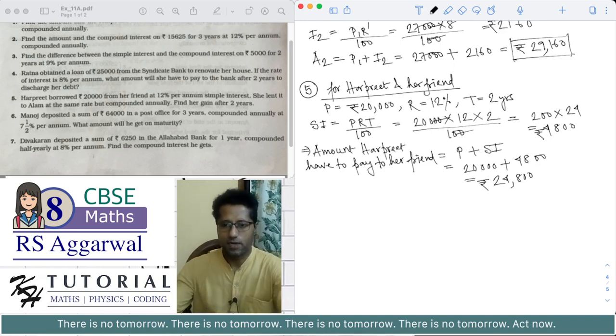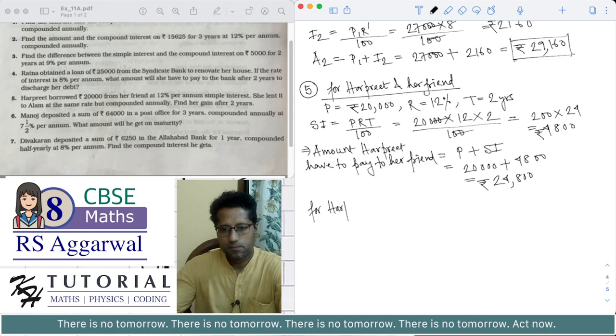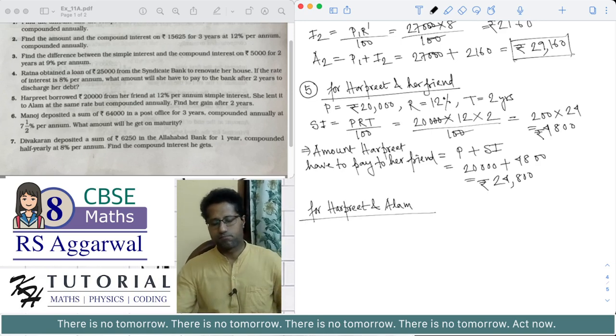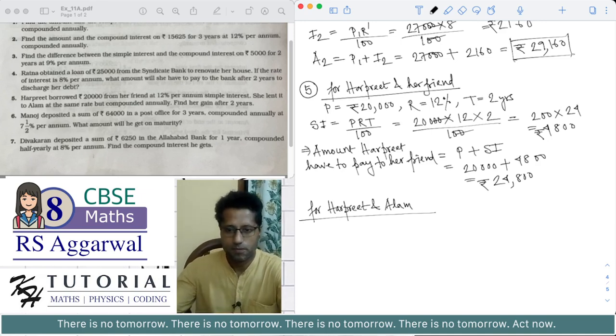Okay. Now let's calculate the amount that Alam needs to pay back to Harpreet. So this is the calculation of the amount based on compound interest that Alam needs to pay back to Harpreet after 2 years. So we have the original principal is 20,000.